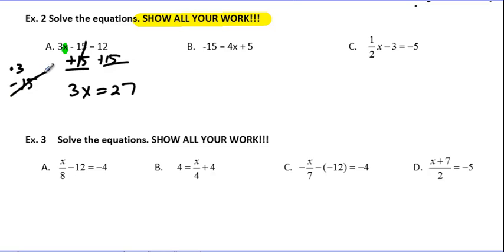Okay, so we took care of the subtraction. Now we're going to take care of that. The opposite of multiplication is division. We divide and we get 9.